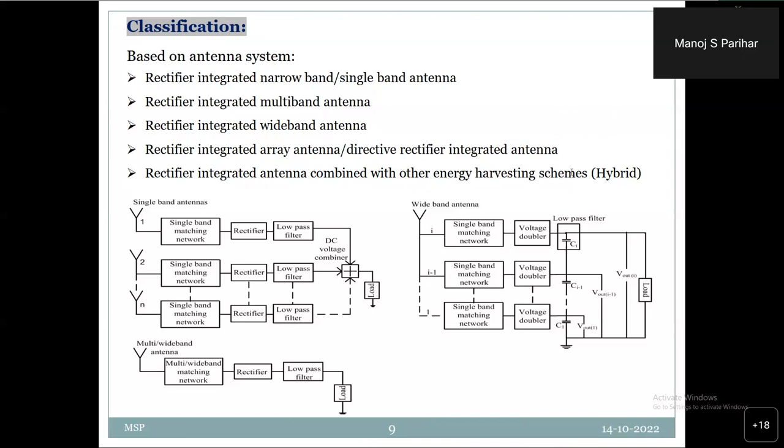So while using single band antennas, we can use multiple antennas, right? Then we have to use the corresponding different rectifier circuits, then a low pass filter. Then we combine the DC coming from each branch of the single band antennas. But it occupies more space because we have a number of antennas supporting different bands. So we can make this circuit more compact by using a wideband antenna which can combine different frequencies. Then we have the single band matching network, then voltage doubler or rectifier, then low pass filter. Still, this circuit is not very compact, so we can also think of a wideband matching network. This is a more compact energy harvesting system where we use a wideband antenna followed by a wideband matching network, then the rectifier circuit and low pass filter.